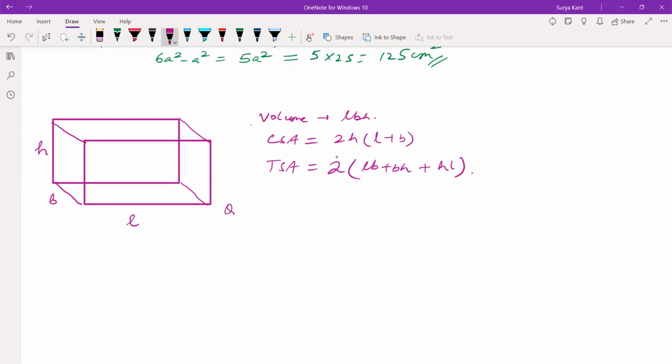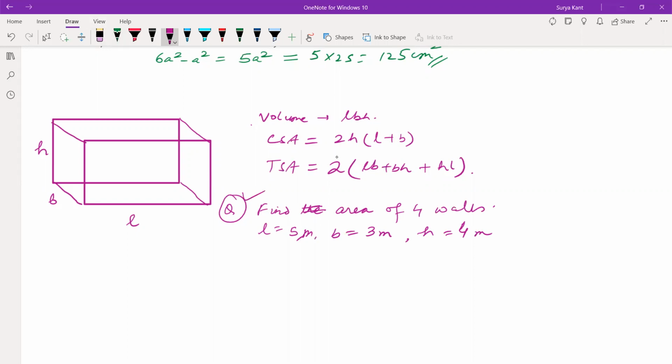Now the question is, find the area of four walls. Your length is given. Length is 5 meters, breadth is 3 meters, and height is 4 meters. You have to find the area of four walls.